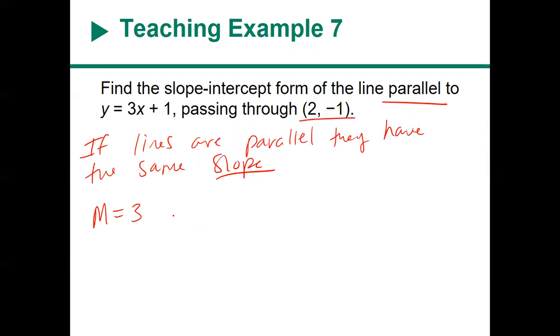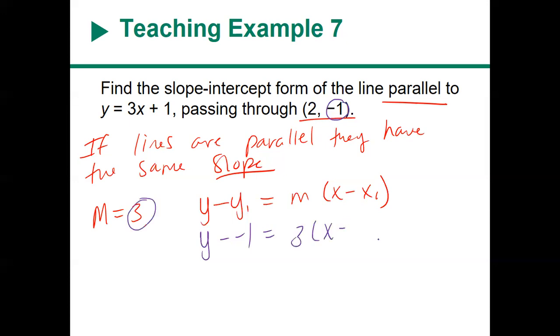So the point that I'm using is 2 and -1. If I have slope and a point or point and a slope, I'm going to be using point slope. Remember, point slope is y minus y1 equals m times x minus x1. I have everything I need to plug in, so I'm going to substitute those values in. So y minus y1 equal m, which is 3 times x minus x1.